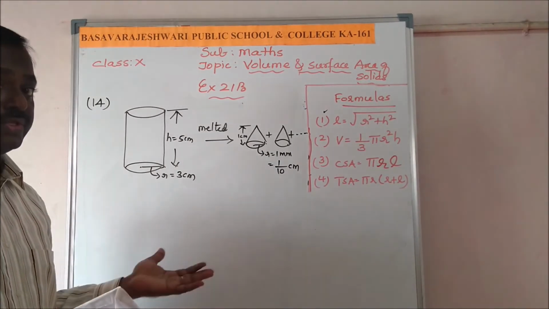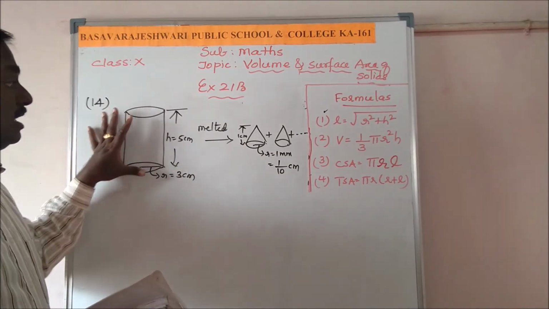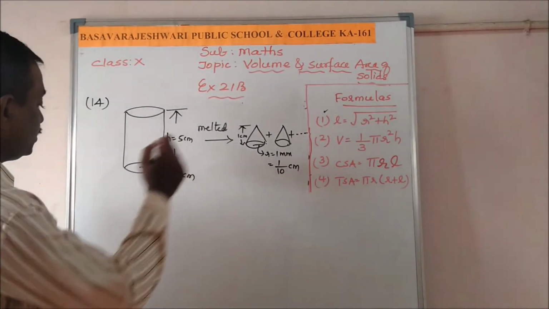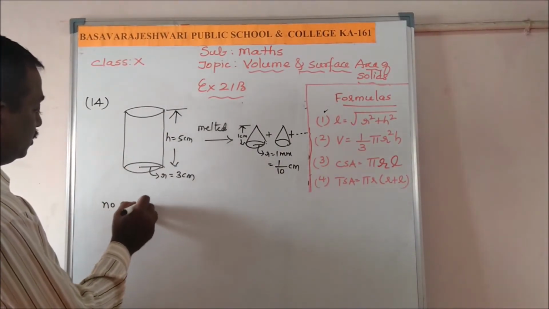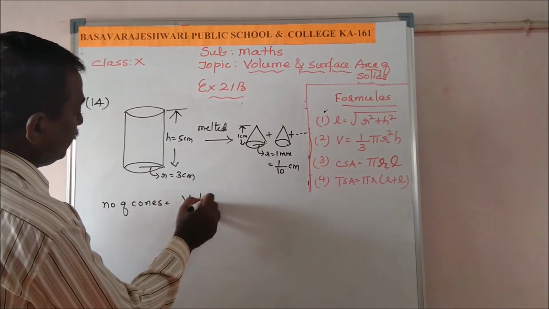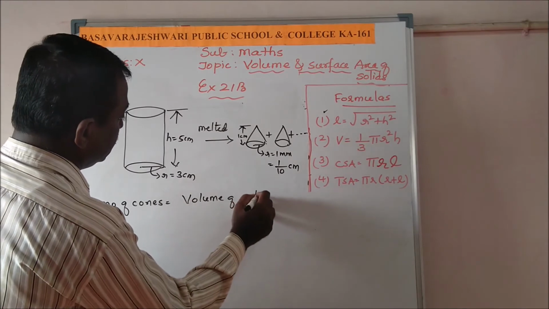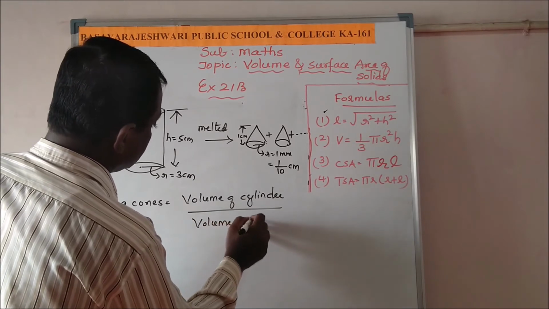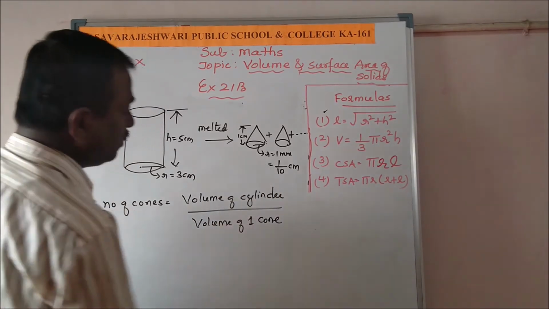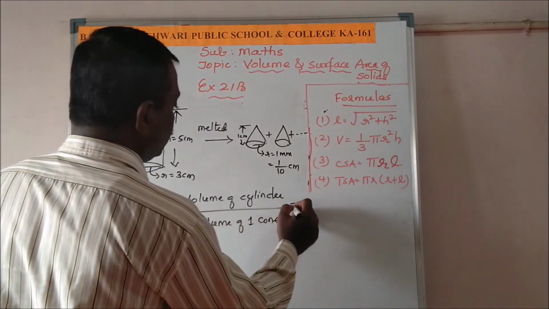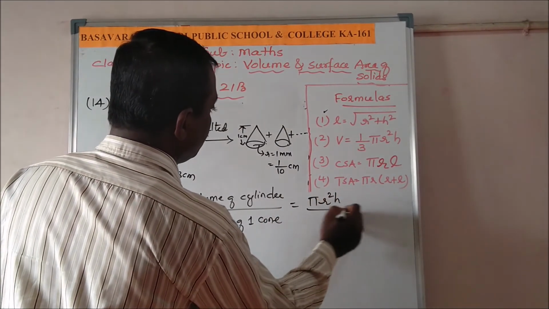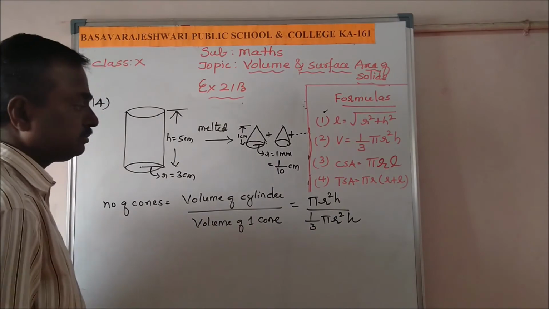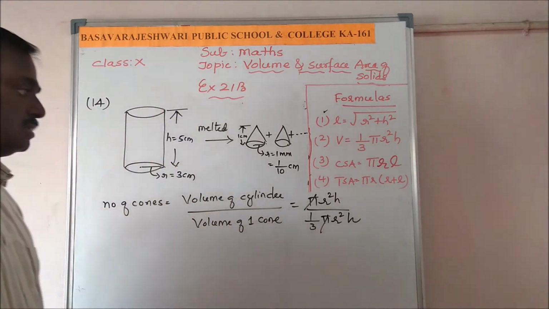So what you have to do? Number of cones is equal to volume of the cylinder by volume of one cone. What is the volume of the cylinder? Pi r square h, by volume of one cone, which is 1 by 3 pi r square h. Pi cancels.